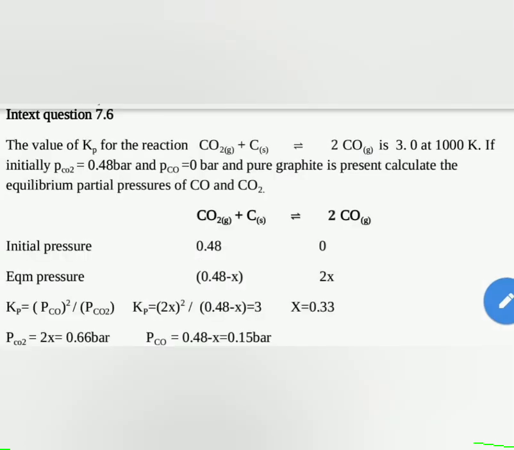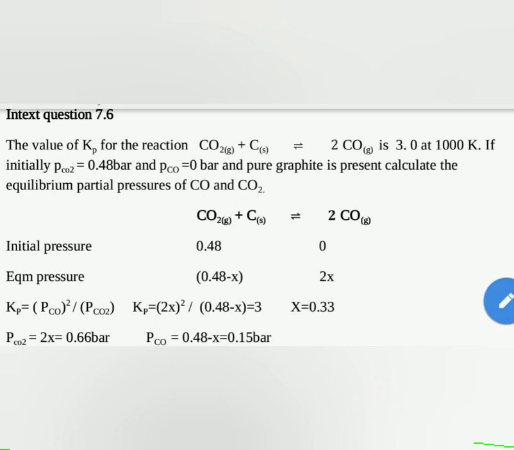Now we are having another problem, that is textbook question number 7.6. The value of Kp for the reaction is given, that is 3 at 1000 Kelvin. Initially the partial pressure of carbon dioxide is given, and the equilibrium partial pressures are to be found. Calculate the equilibrium partial pressures of carbon monoxide and carbon dioxide. The previous question was in terms of concentration. Here it is the same question, but in terms of partial pressure they're asking. That means we have to calculate the equilibrium partial pressure.